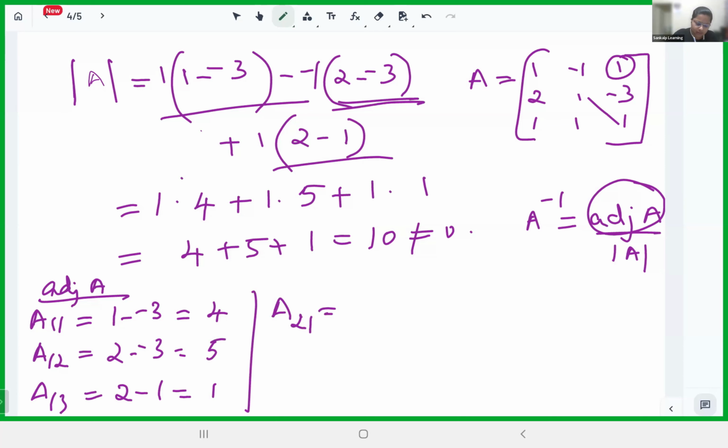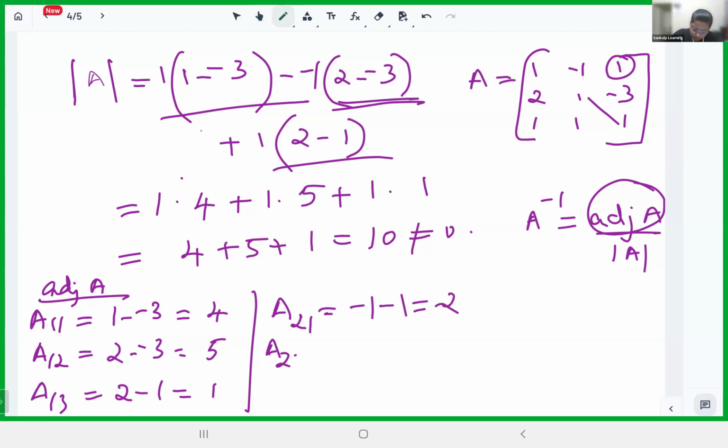A21 means you have to delete the second row and first column. So what is remaining? Minus 1, 1, 1, 1. So minus 1 into 1 is minus 1. Now what about 1 into 1? 1 into 1 is 1, so that is equal to minus 1, minus 1, so that is equal to minus 2.